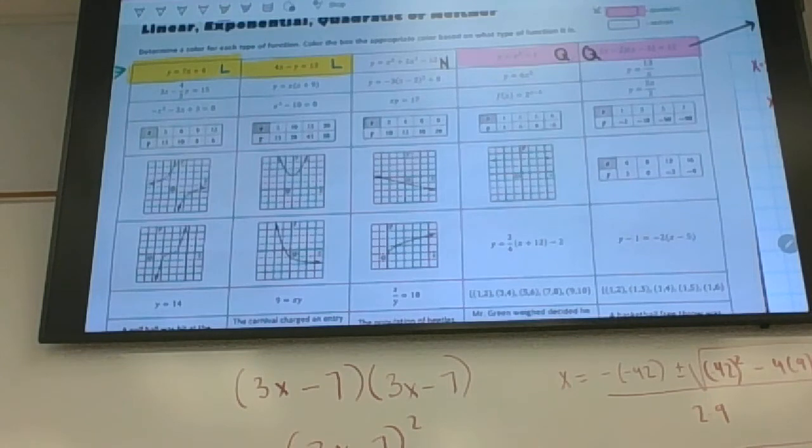Quiet. Alright, this one's linear again because x is not squared and x is not an exponent. Just because there's a fraction there, don't be scared. That's still linear.